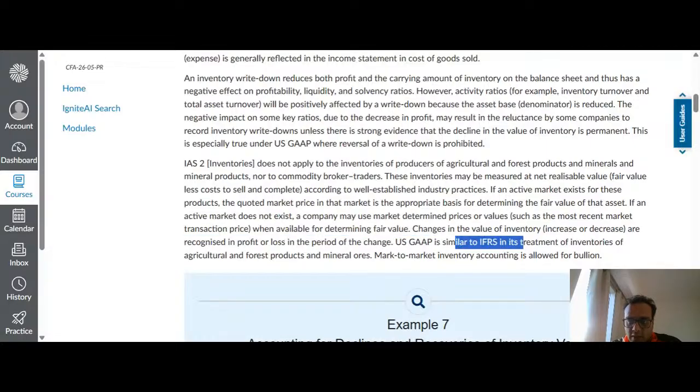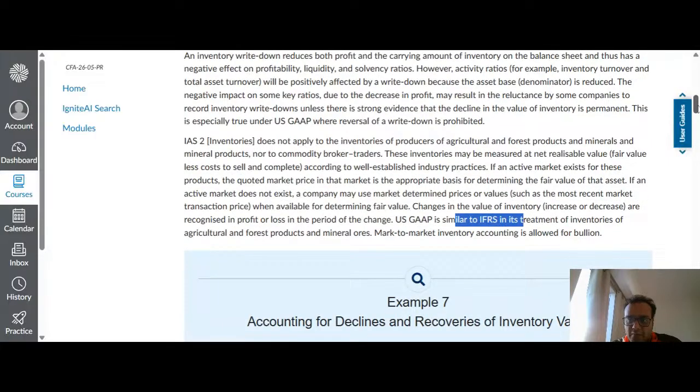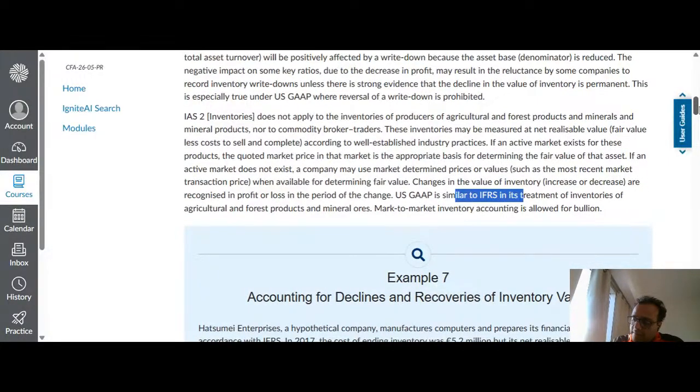US GAAP is similar to IFRS in the treatment of inventories of agricultural and forest produce and mineral ores. Mark to market inventory accounting is allowed for bullion. If you are in bullion, then mark to market is allowed.